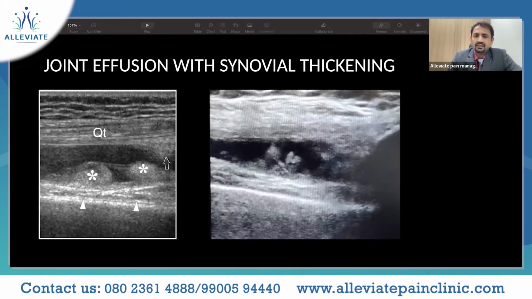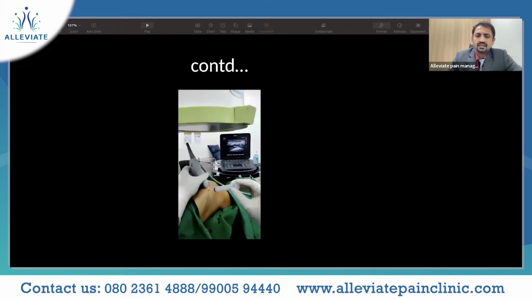And synovial thickening is commonly seen with all your inflammatory problems, inflammatory arthritis, where the asterisk in this case is pointing towards your synovial thickening, which will be seen like cotton balls. This is again a video in which, under all aseptic precautions, we are doing an arthrocentesis at the suprapatellar area, the bursa area, where you can also see.